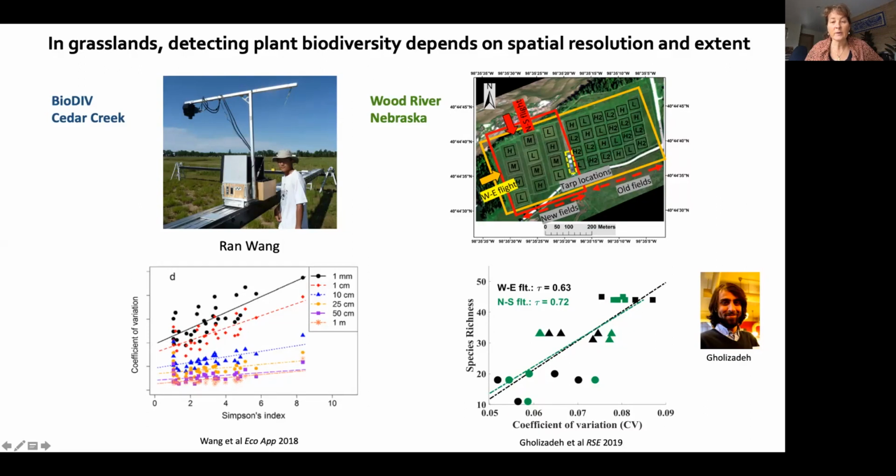So this is with airborne imagery. This work was done by Ran Wang, and the airborne imagery work was done by Hamid Gulizadeh, University of Nebraska, with collaborator John Gammon. And so Hamid found that the coefficient of variation from spectra nicely predicted different metrics of plant diversity in the Wood River experiment. But it was trickier at BioDiv because of the bare soil.